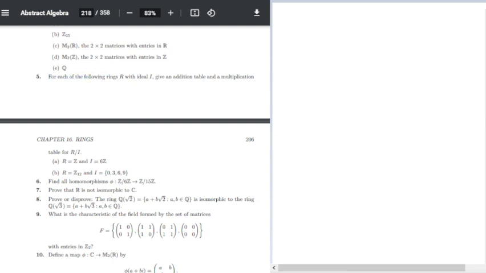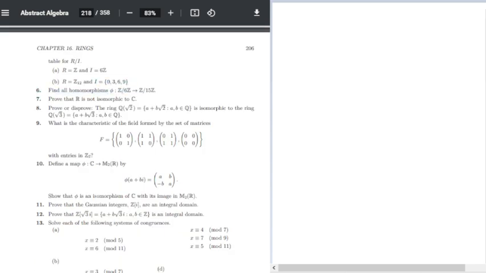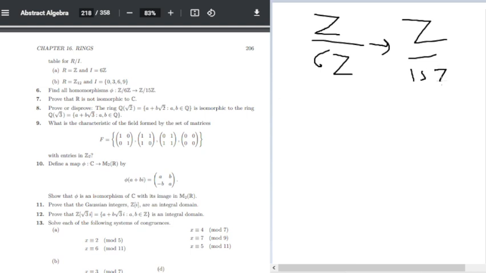Alright, for each of the following rings. Nah, I'm good. Find all homomorphisms. I can probably do this. Just a quick reframing of a previous argument. So all homomorphisms, Z over 6Z to Z over 15Z. So we know phi of 1 must be some number such that 6 times 1 is equal to 0 mod 15.